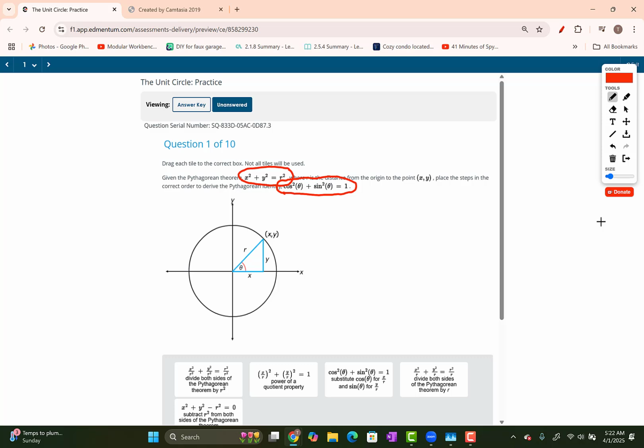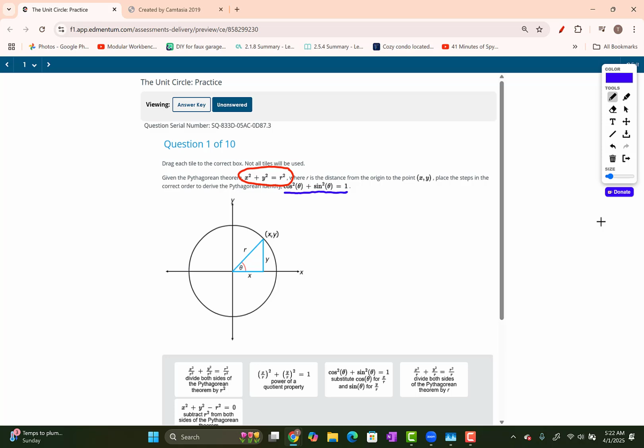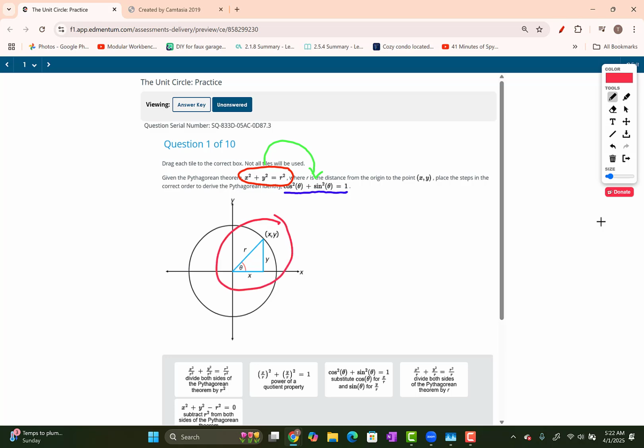equals 1. Let me do that in a different color. Let's pick kind of purplish, if I can write. So our goal here is to go from what is circled in red to what is underlined in purple in this problem. So you can see we've got our picture. This is ultimately where x squared plus y squared equals r squared comes from. We've got our right triangle. They're just doing the Pythagorean identity.